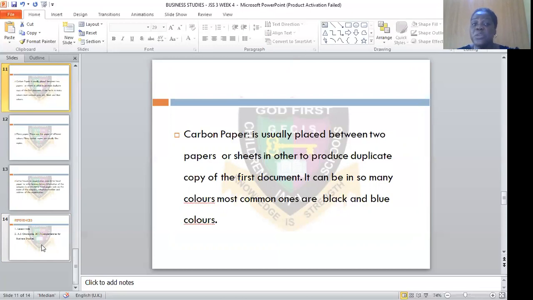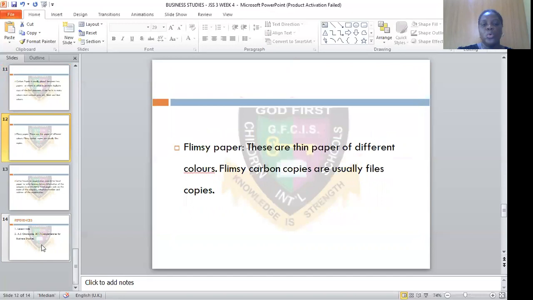It's usually used when you go to market to buy goods, most especially when they want to issue you a receipt after payment. They will put the carbon paper under the two sheets of the receipt so that whatever they are writing at the top will be reflected, duplicated on the second sheet as well, without copying it a second time. It can be either black or blue in color.